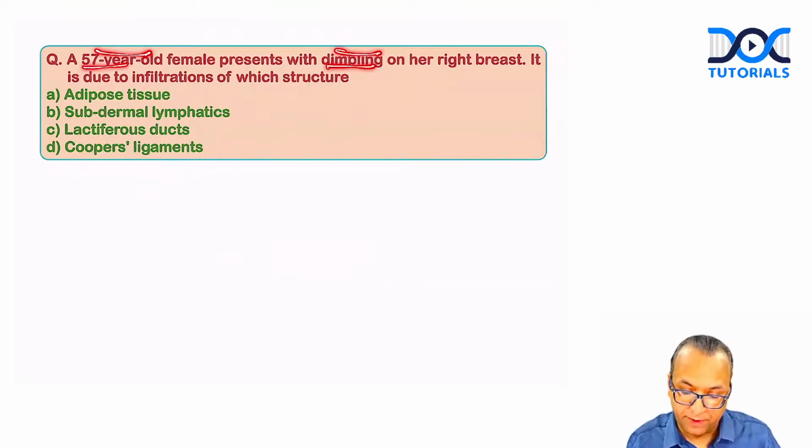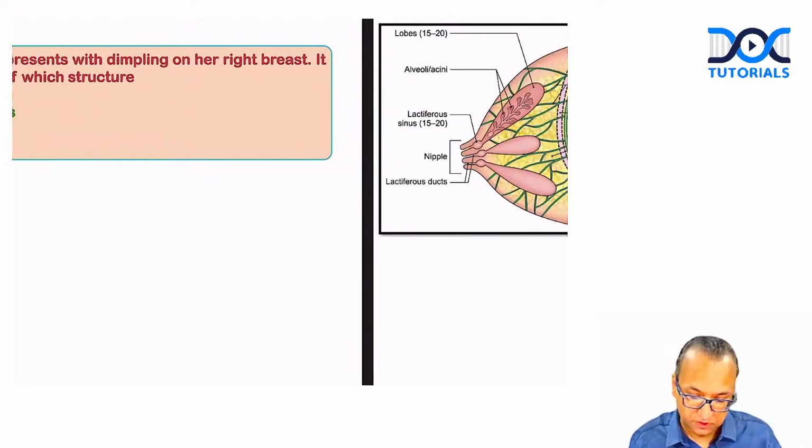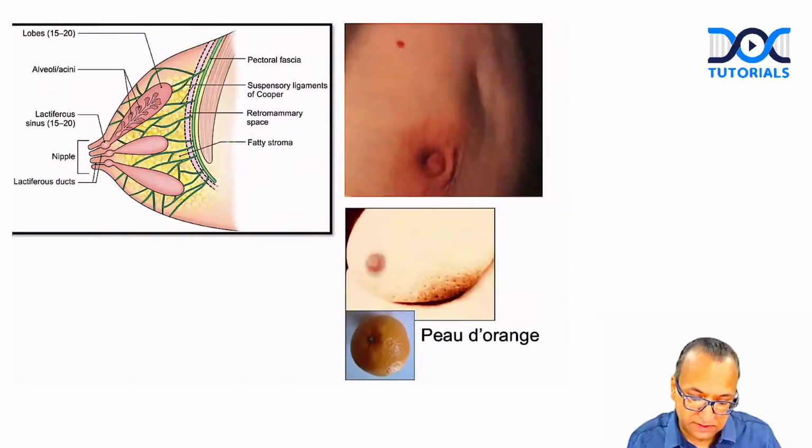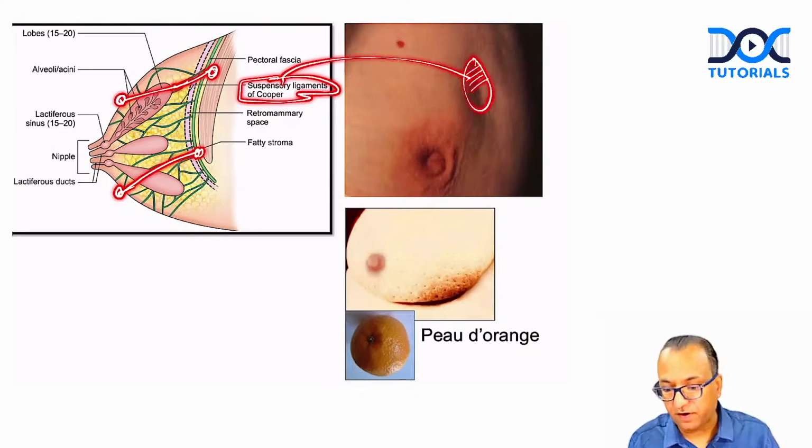57-year-old patient, dimpling on the right breast. If it is dimpling, then Cooper's ligament. If lactiferous ducts are involved, retraction of the nipple. If subdermal lymphatics are involved, peau d'orange. So this is the Cooper ligament. These are Cooper ligaments, from the pectoral fascia to the skin. They can cause this puckering of skin, retraction of skin.